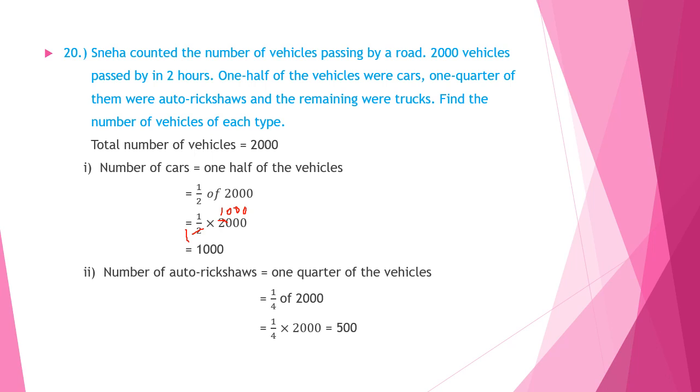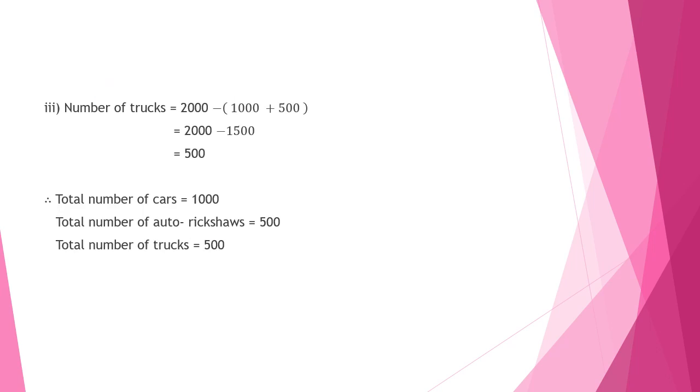So how many cars did they get? 1000 cars. Now the number of auto rickshaws. How many auto rickshaws are there? One quarter. What is the meaning of one quarter? 1 by 4 of 2000. So 1 by 4 of means multiplication, 2000. Now again we can cut here, 4 ones are 4, and we know that 4 fives are 20. Now how many zeros are left? 2 zeros. Just write here 2 zeros. So 500 into 1, that is 500. So how many auto rickshaws are there? 500.